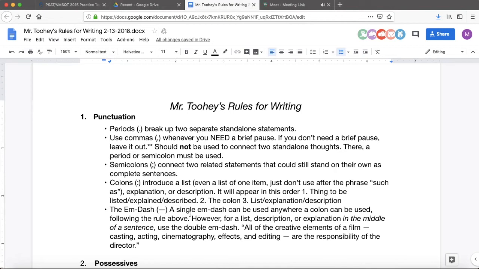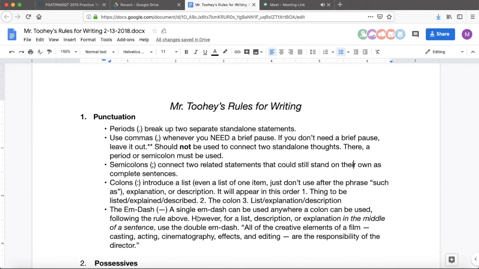I'm going to actually have Nicole, will you read that second part of the em dash rule beginning with however? However, for a list, description, or explanation in the middle of a sentence, use the double em dash. And then go ahead and read that example. All of the creative elements of a film, casting, acting, cinematography, effects, and editing, are the responsibility of the director. Okay, good. So there's a double em dash, and there's no such thing as a double colon.